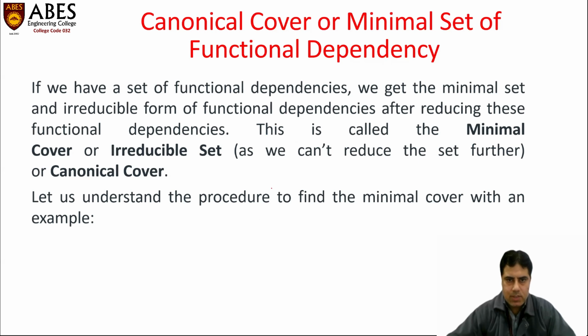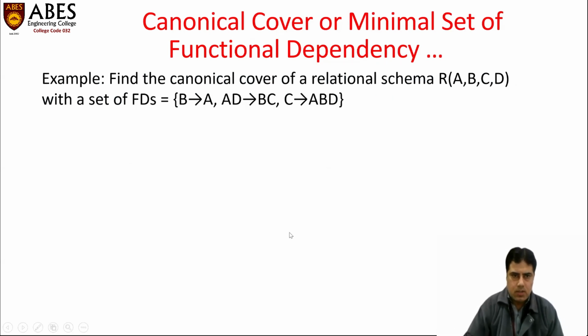If we have a set of functional dependencies, we get the minimum set and irreducible form of functional dependencies after reducing these functional dependencies. This is called the minimal cover or irreducible set, as we cannot reduce the set further, or canonical cover. Let us understand the procedure to find the minimal cover with an example.